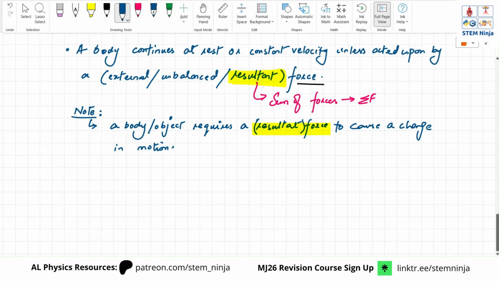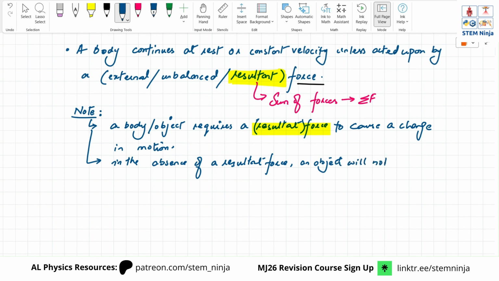In the absence of a resultant force, the body will have no change in motion. So in the absence of a resultant force, an object will not change its state of motion. So either it's at rest or continues moving at a constant velocity.